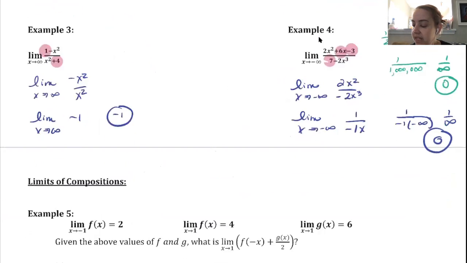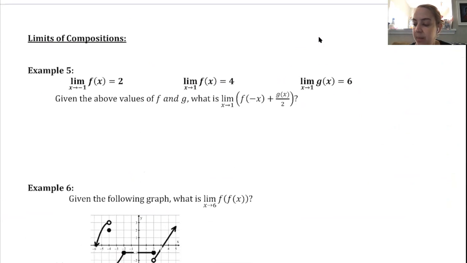All right, I've got another idea for you, and that is limits of compositions. So sometimes we can figure out what limits are without being given the exact function. So for example 5, I have the limit as x approaches negative 1 of f of x is 2. The limit as x approaches 1 of f of x is 4. And the limit as x approaches 1 of g of x is 6. So given the above values of f and g, what is the limit of this crazy composition going on here? So let's check this out.